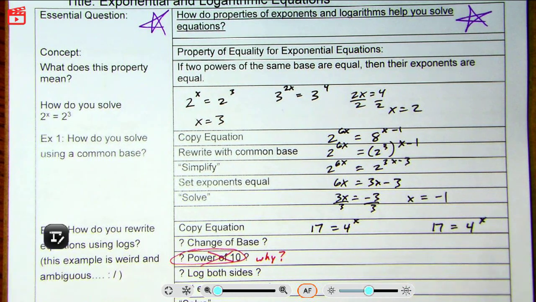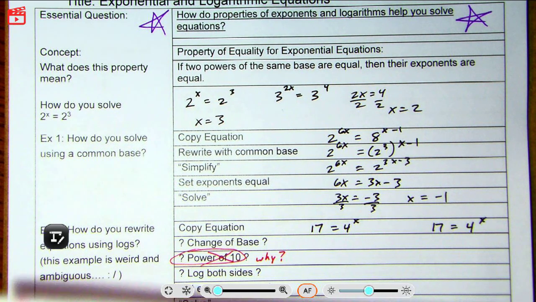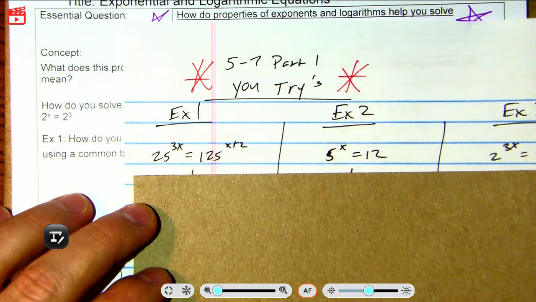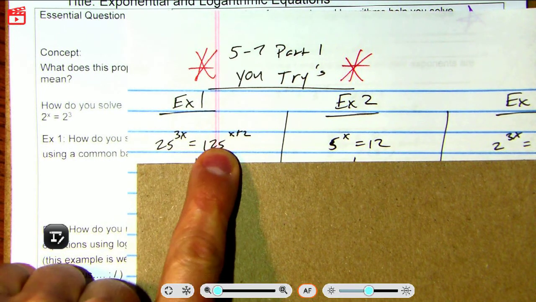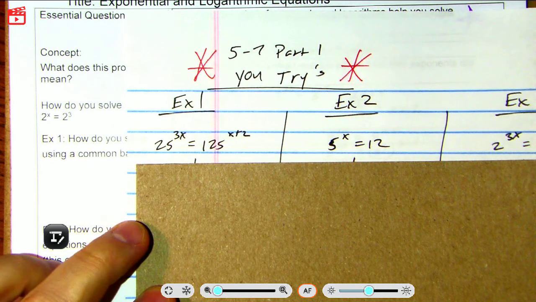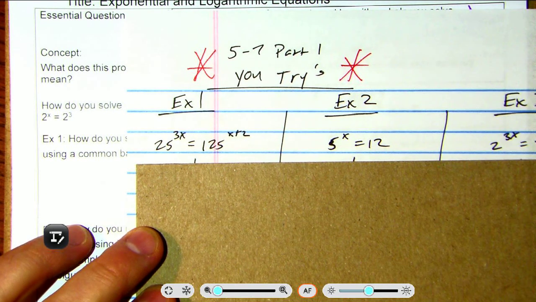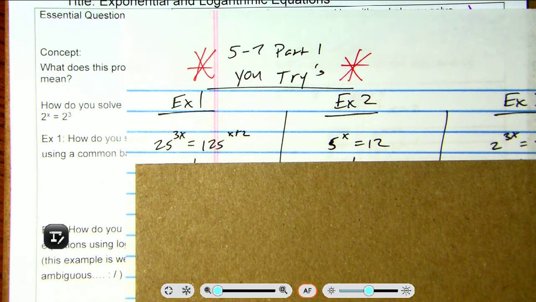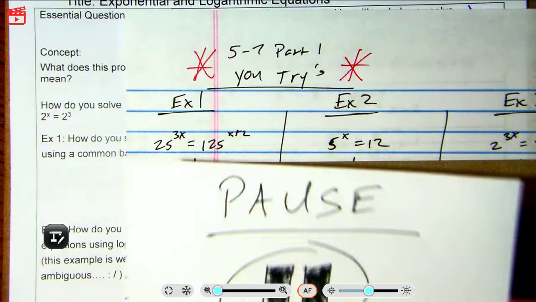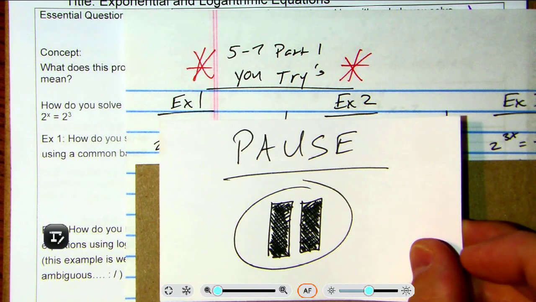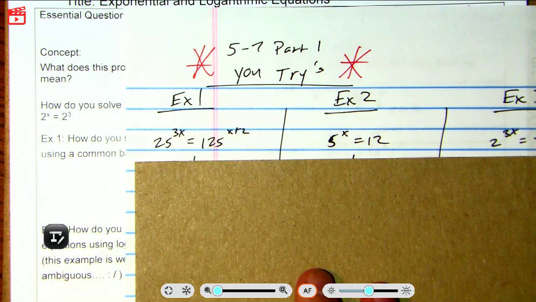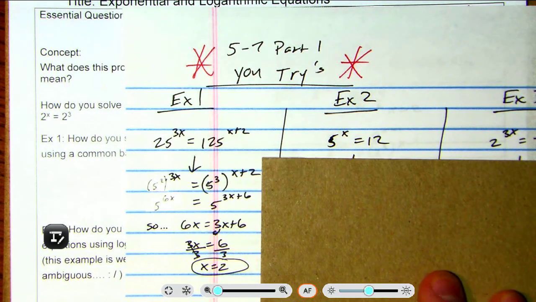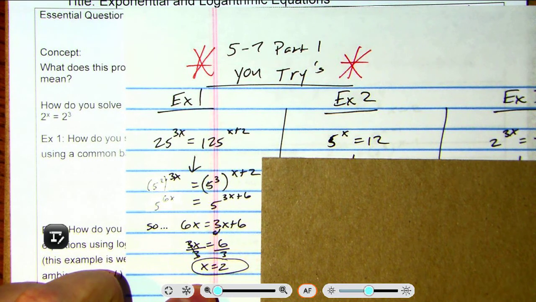Okay, now here is another example, a you try. In this case right here, for example 1, 25 and 125. What's the common base that you can bring both those down to? You can bring both those down to 5. So I want you to pause the video and try to figure that one out. Okay, you should have paused the video and tried to figure that one out. The answer in this case is x equals 2. How did you guys do on that one?